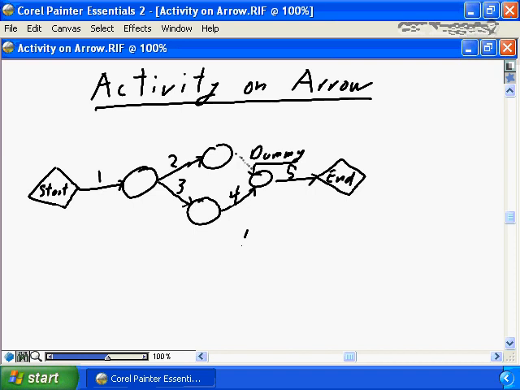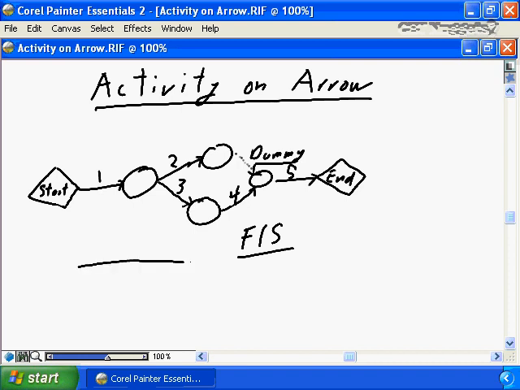Activity on arrow only represents finish-to-start style relationships. An activity on arrow has no capability of representing a finish-finish or a start-start relationship. The activities are on the arrow, dummy tasks are inserted, and the nodes are simply connection points that allow us to understand the relationship between activity 3 and activity 4, and in this case the dummy relationship to allow us to understand the relationship between activity 2 and activity 4 going through to activity 5.